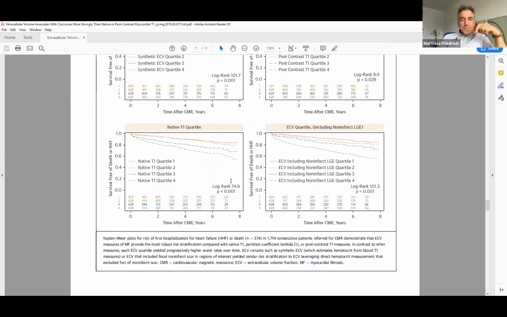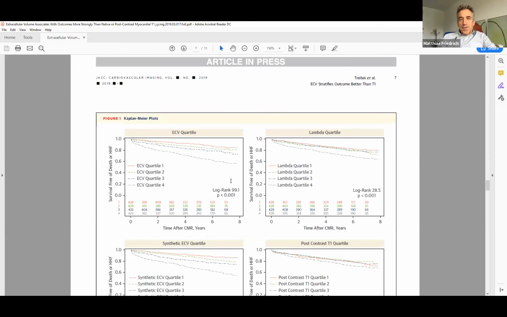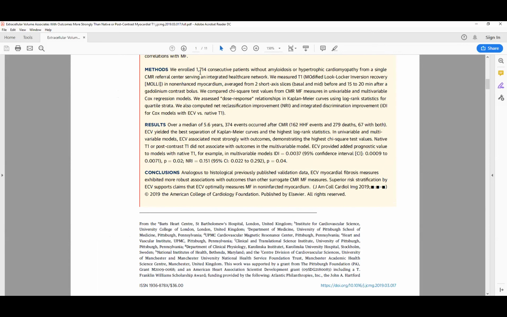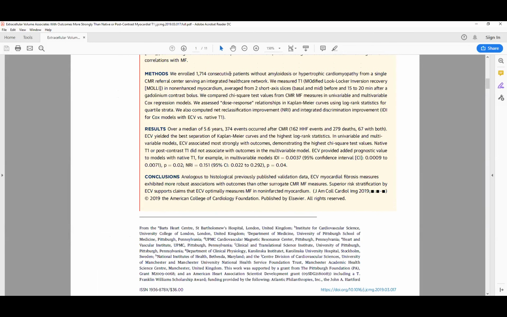So can you just briefly say how many patients you enrolled there, and what you used for verifying events? I think you used the public registry, right? The death certificate registry. Yeah, we enrolled 1,700 patients. Sorry to leave out that information. We basically looked at death and heart failure events, and there were 162 hospitalizations for heart failure after the index cardiac MR scan, and 279 deaths. We used the Social Security Death Index as well as the medical record.